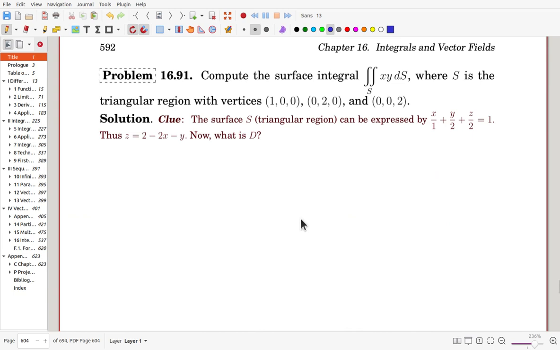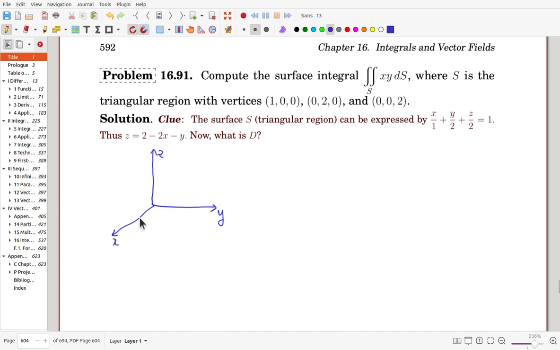Okay, here we have a problem. Compute the surface integral, double integral over S of xy dS, where S is the triangular region with the vertices (1, 0, 0), (0, 2, 0), (0, 0, 2). So let's try to visualize the surface. That is the x, y, z coordinate. That is the x direction, that is the y direction, and that is the z direction.